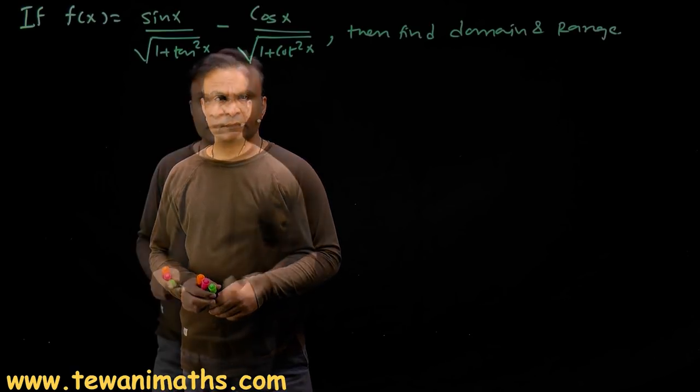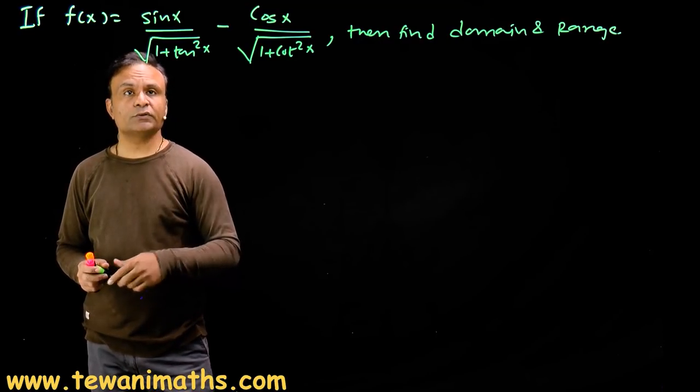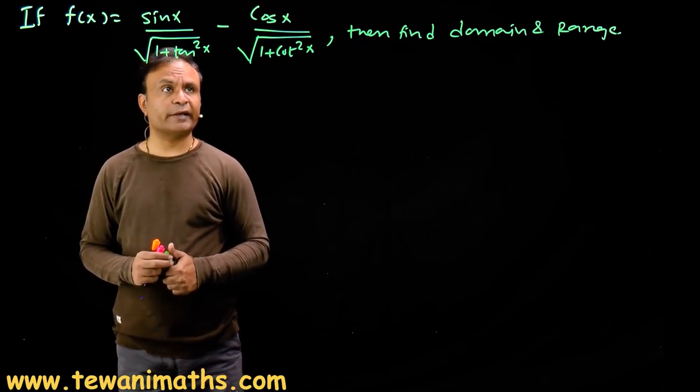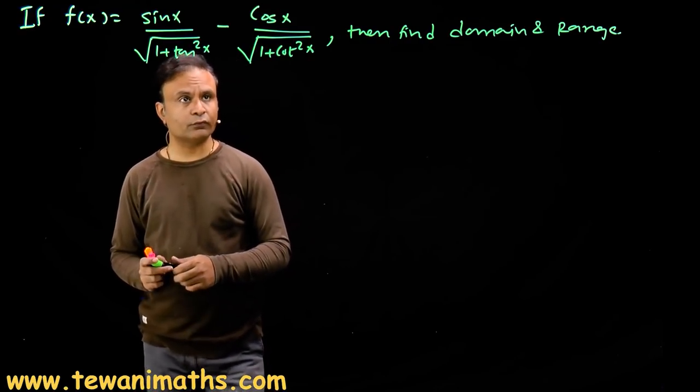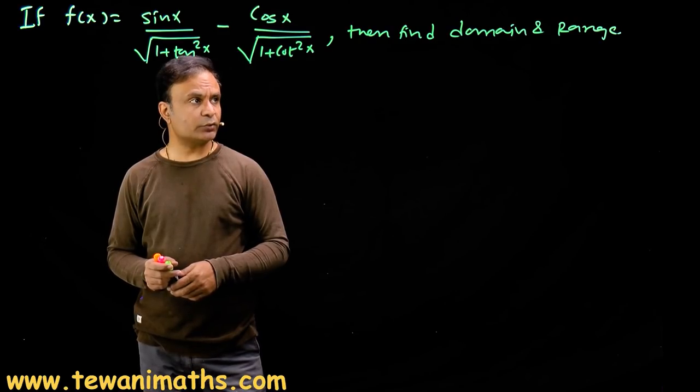इस कैटेगरी में फर्स्ट क्वेश्चन ट्राई करते हैं. क्वेश्चन इज इफ f(x) is equal to sin x upon square root of 1 plus tan square x minus cos x upon square root of 1 plus cot square x, then we have to find domain and range of the function.